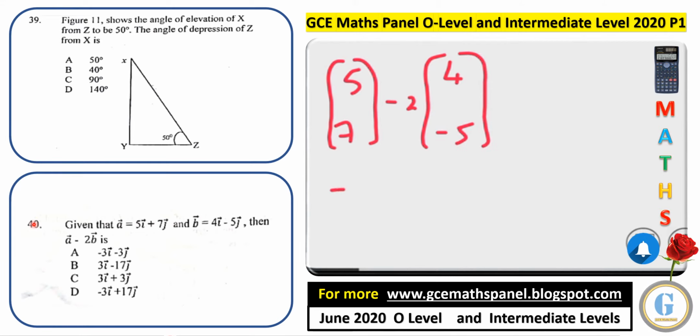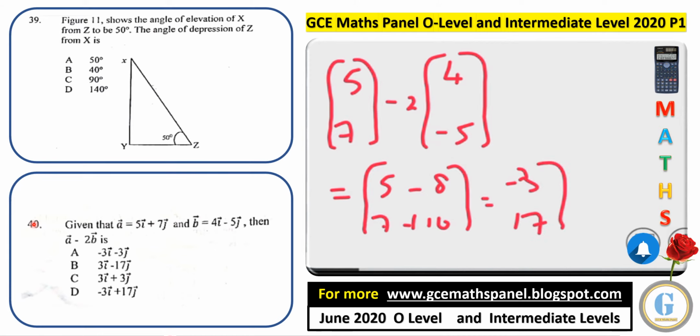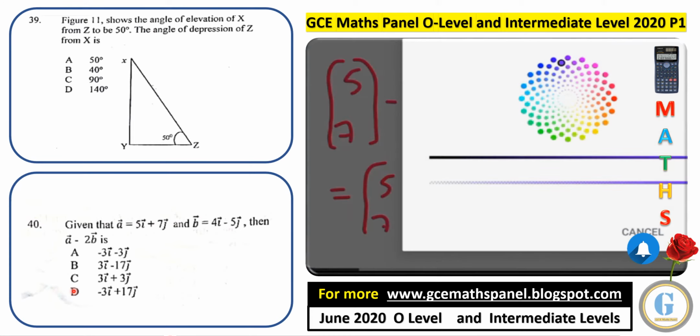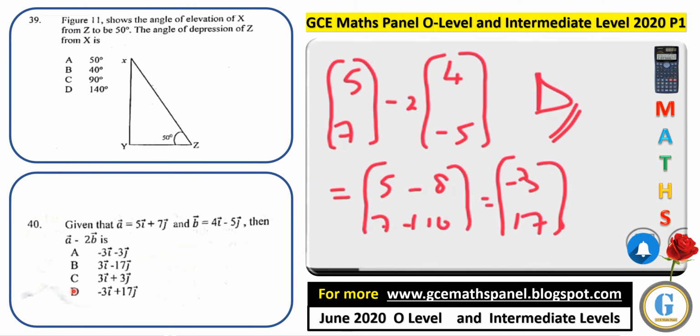So when we simplify this, we will have 5 minus 2 times 4, which is 8, and 7 plus, that's minus 2 times minus 5, plus 10. So finally we have minus 3 and 17. So minus 3, 17. The key here is D. Key is D. Question 41.